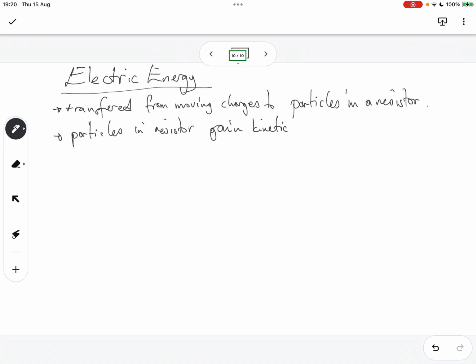They gain kinetic energy, and the temperature of the resistor increases as the kinetic energy of the particles increases. Kinetic energy, or rather, let's start with temperature.